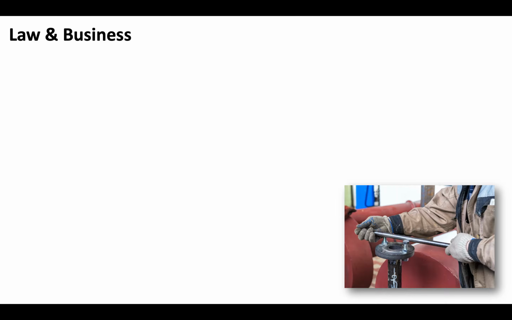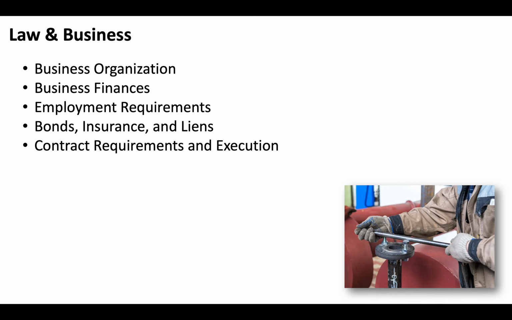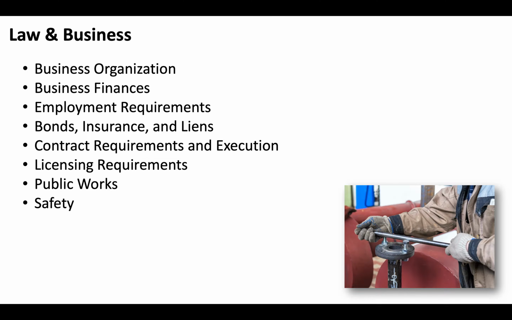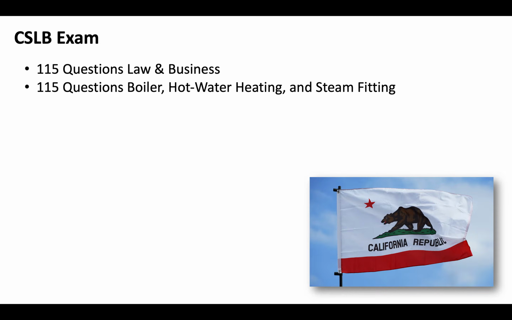Now, as is the case for all California contractor licenses that fall under the C specialty, you'll need to pass a CSLB Law and Business exam. That'll include sections on business organization, business finances, employment requirements, bonds, insurance, and liens, contract requirements and execution, licensing requirements, public works, and there'll be a section on safety. So basically, you'll have to pass 2 exams: 115 questions covering law and business, and 115 questions covering boiler, hot water heating, and steam fitting.